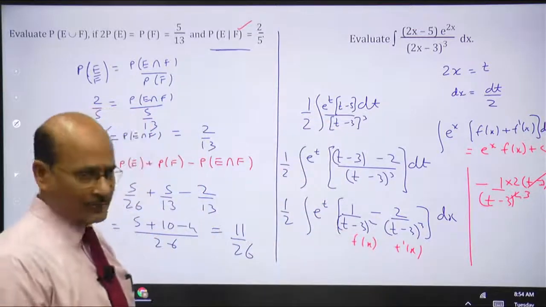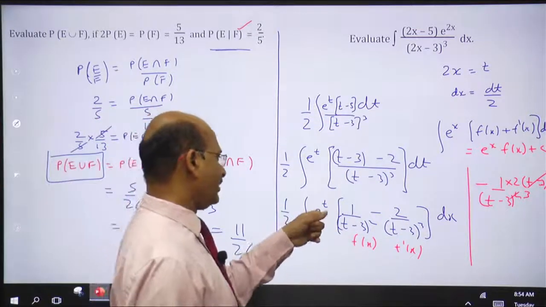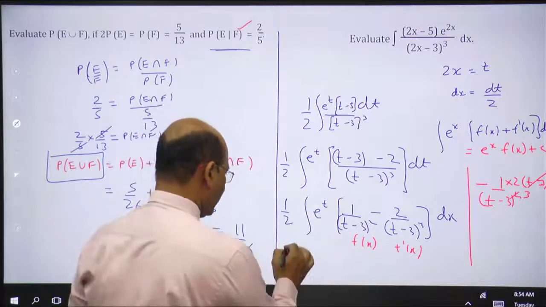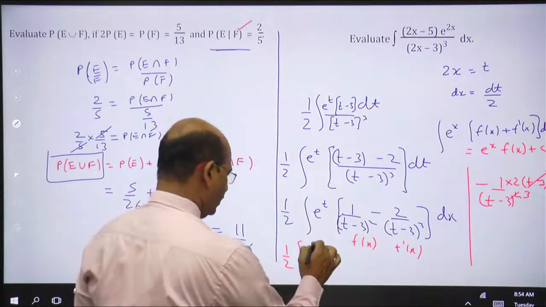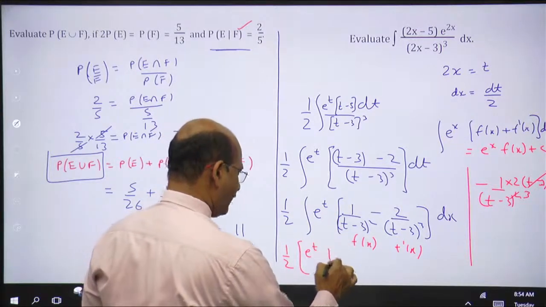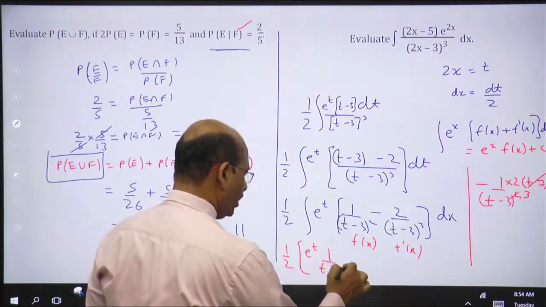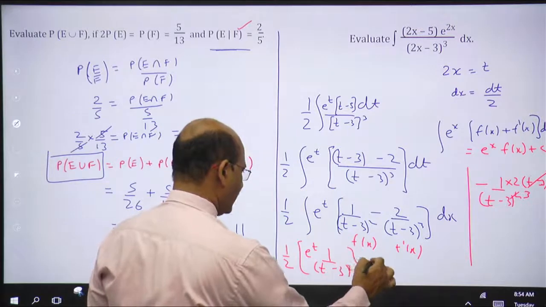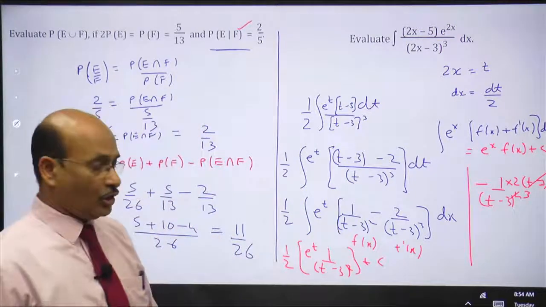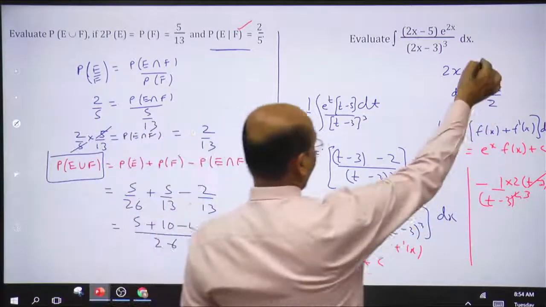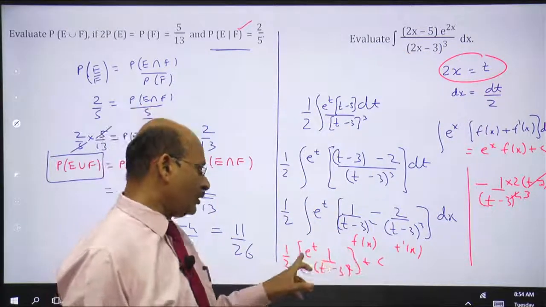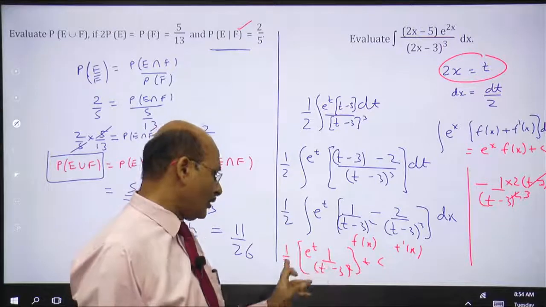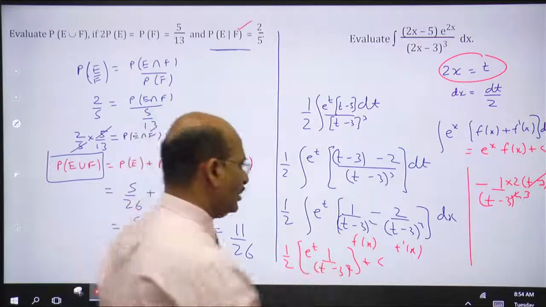I hope you got this point clear. So khatam, answer is e raised to t f(x) plus c. So this will become half e raised to t, f(x) is 1 upon t minus 3 whole square, plus c. Don't stop here because you have to replace t by 2x. This is important. So e raised to 2x upon 2x minus 3 whole square, times 1 upon 2. That's the final answer, the solution.